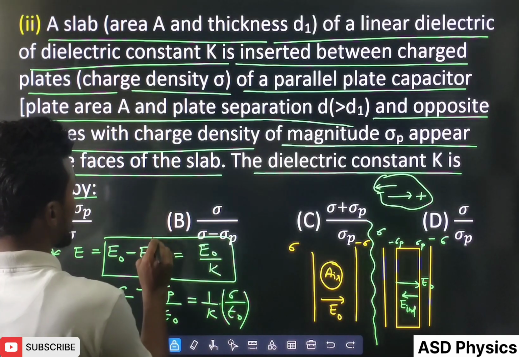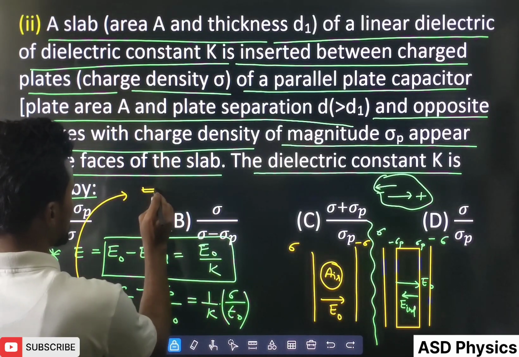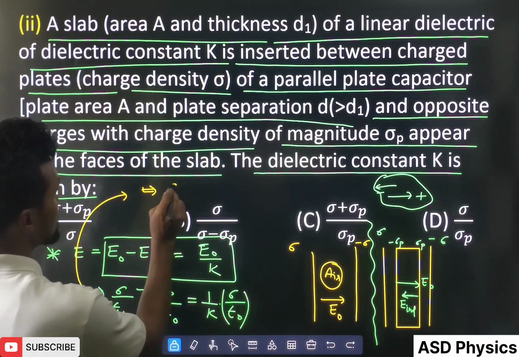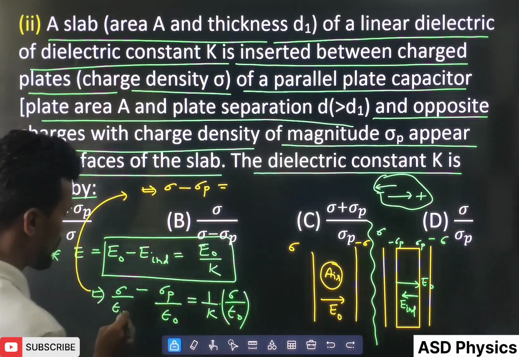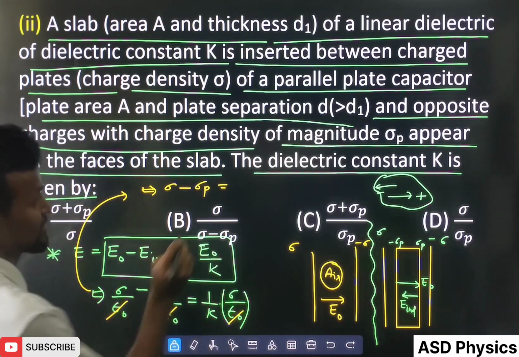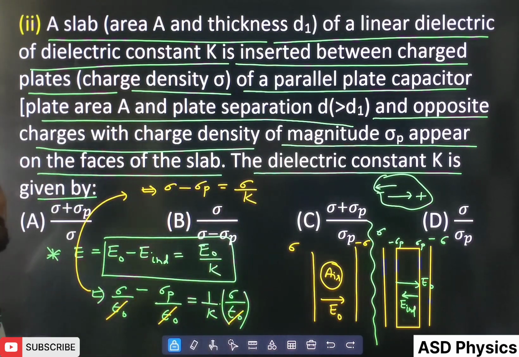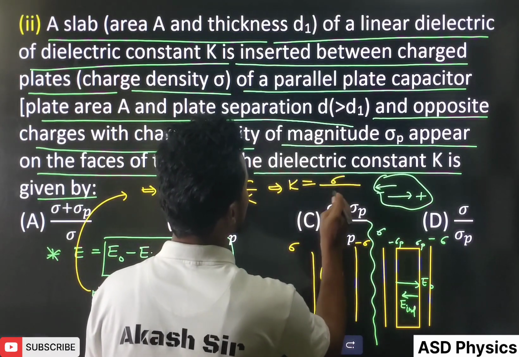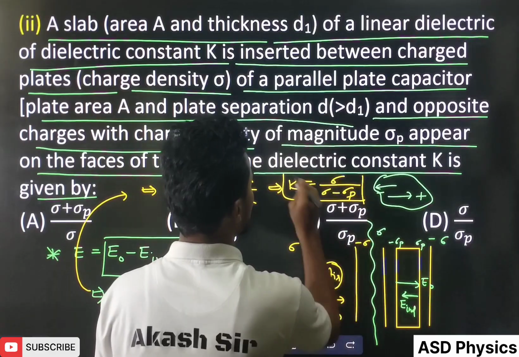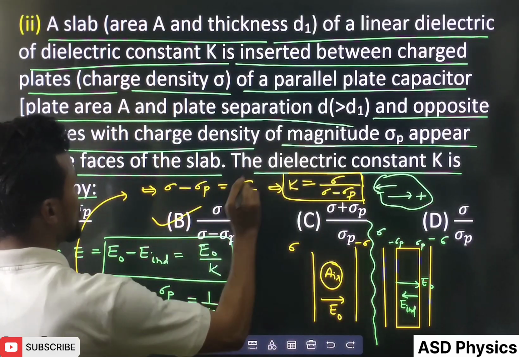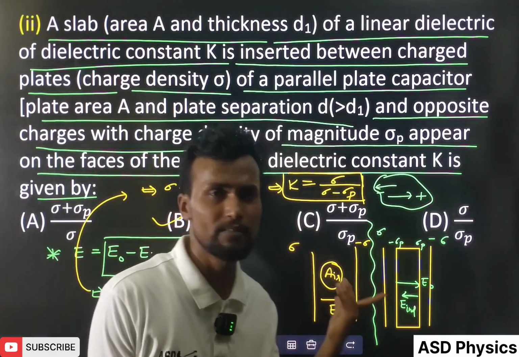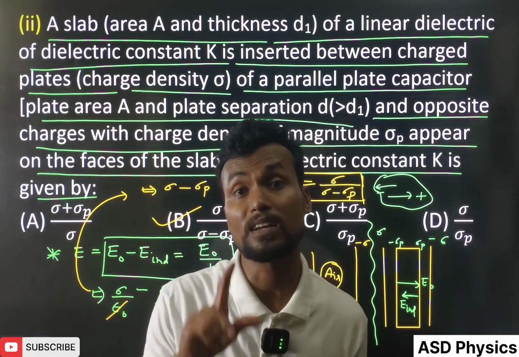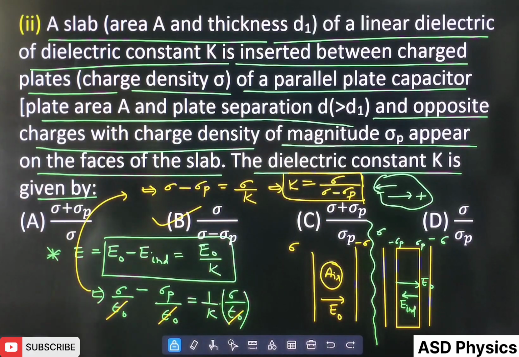So what can we write here? Sigma minus sigma P, because epsilon naught is cancelled, is equal to sigma by K. So sigma minus sigma P equals sigma by K. From here, the K value will be sigma by sigma minus sigma P. Which option is correct here? The correct option is option B. Remember that for air the K value is 1, for any other dielectric K is greater than 1, and for conductors K is infinite. Very basic thing.